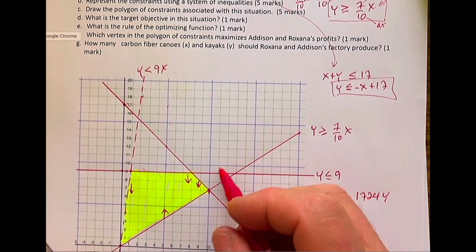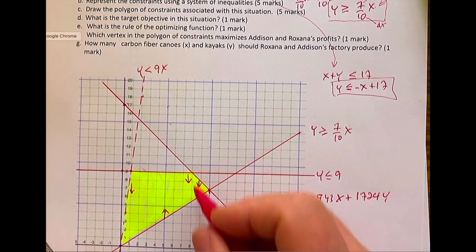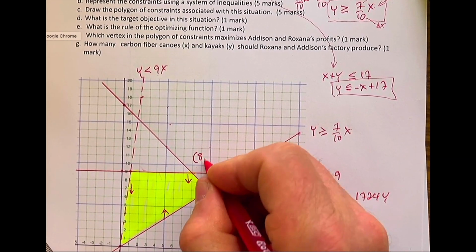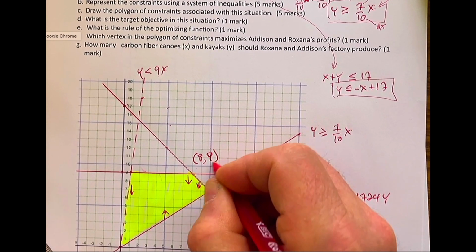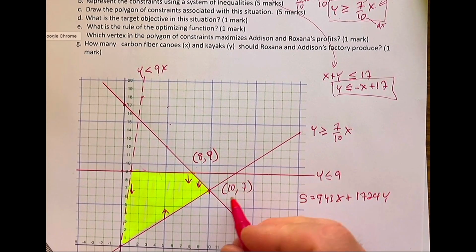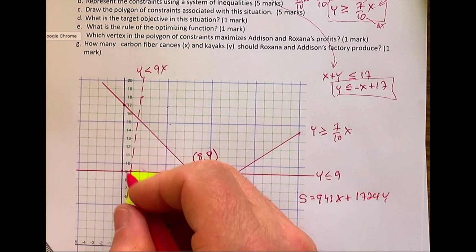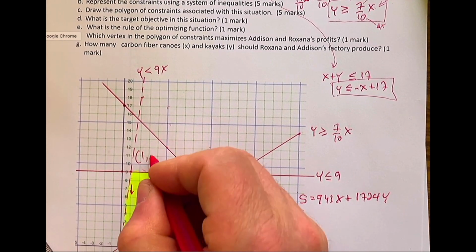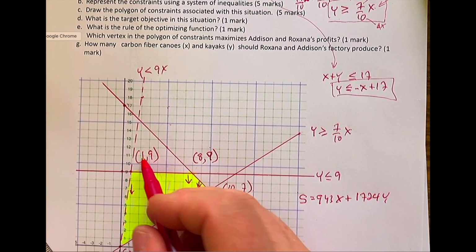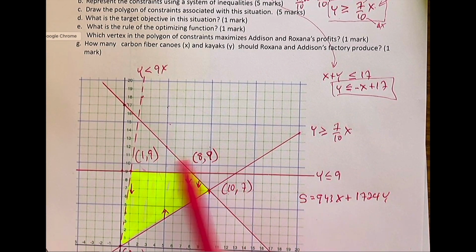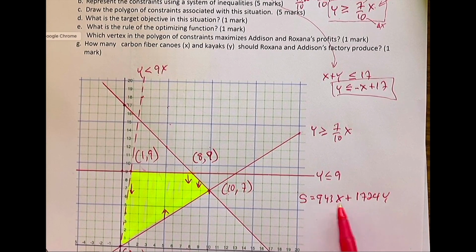I have some vertices to deal with. Each vertex, I'm going to start with this one. This is at 8, 9. Make sure you're getting the X and Y in the right place. This is at 10, 7. The canoes are 10, the kayaks are 7. This is at 0, 0. And this is at 1, 9. The X is 1, the Y is 9. 1 canoe, 9 kayaks.